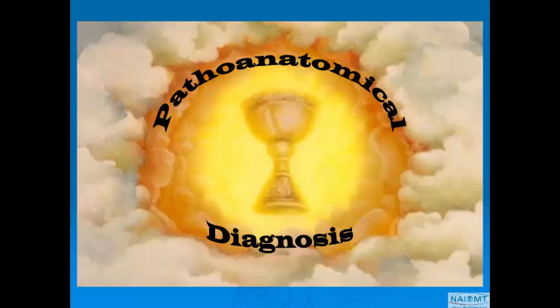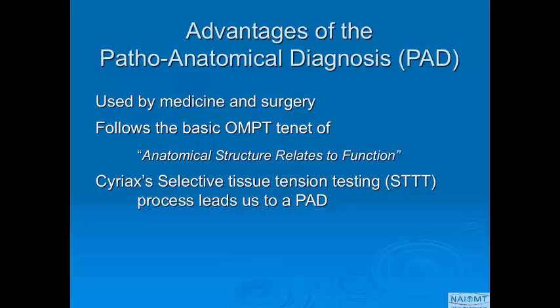The concept of pathoanatomic diagnosis is used by medicine and surgery, and it sticks to the basic tenet of orthopedic manual physical therapy that anatomy relates to function. Cyriax, in his selective tissue tension testing, uses a reasoning process that leads us to a pathoanatomic diagnosis.